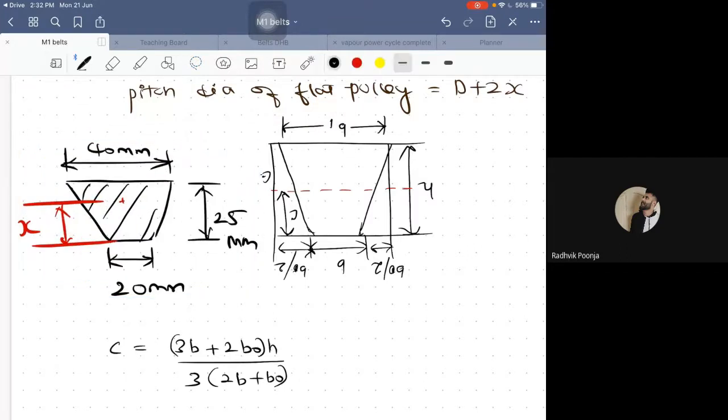Now compare these two figures. Comparing, what is the value of H? Is it 25 mm? Correct? Now, what is the value of B? 20 mm. What is the value of B naught? Compare these two figures. Above is 40, below is 20. So 40 minus 20 is again 20, 20, 10.